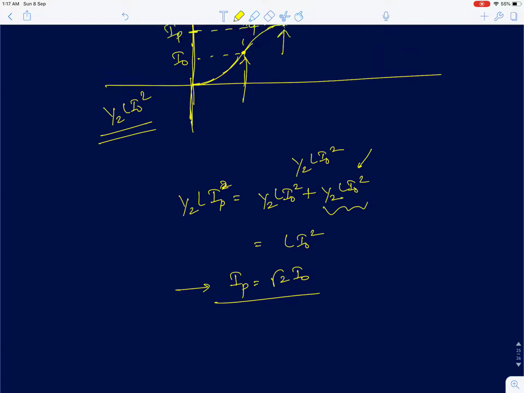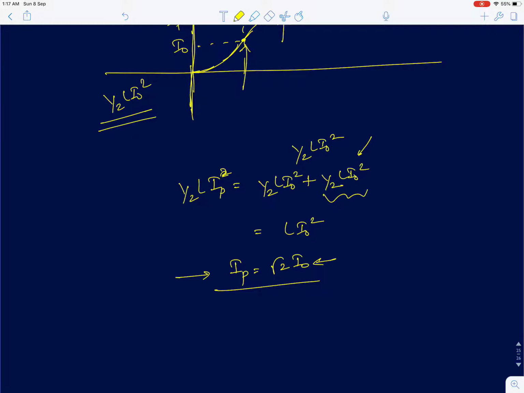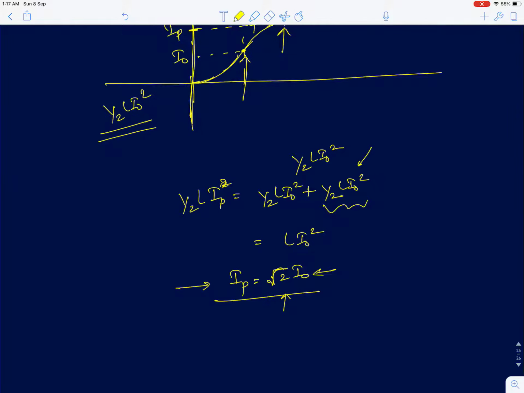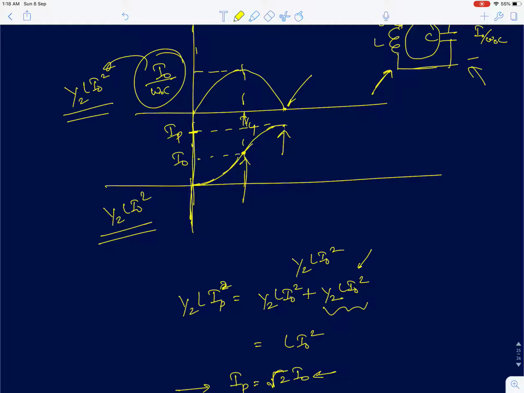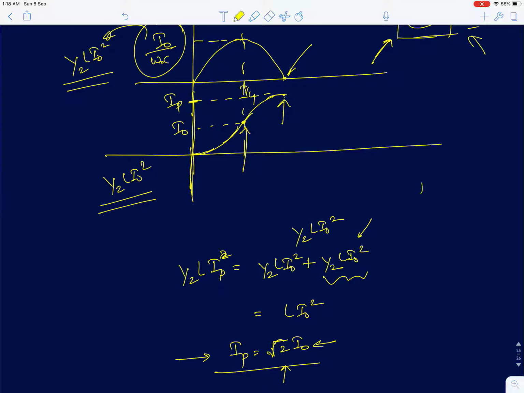So the peak current that it will go to will be root 2 times I naught. Previously it used to go to 2 I naught when there was a current source, but now it's a current pulse, so it had gone to 0 at t equal to T by 4. So the peak current it will go to is root 2 I naught. From that we can again show that the peak voltage after that will be root 2 I naught by omega naught C. That can be very easily shown.